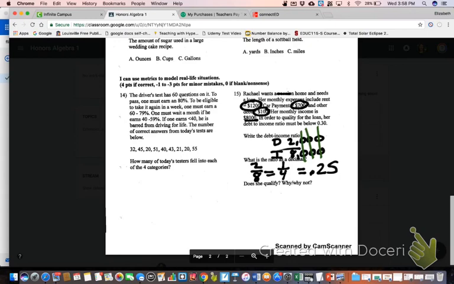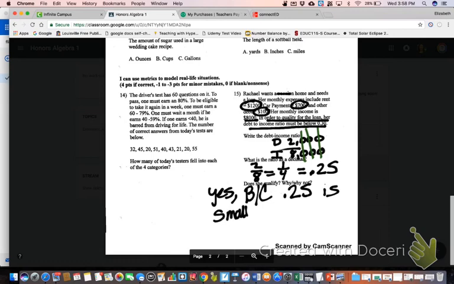So this is saying, does she qualify? So in order to qualify for the loan, it must be below a 0.30. That means that 30% of her income or below has to go out to money she already owes. So yes, she qualifies because 0.25 or 25 hundredths, I should speak like a mathematician, 25 hundredths is smaller than 30 hundredths.